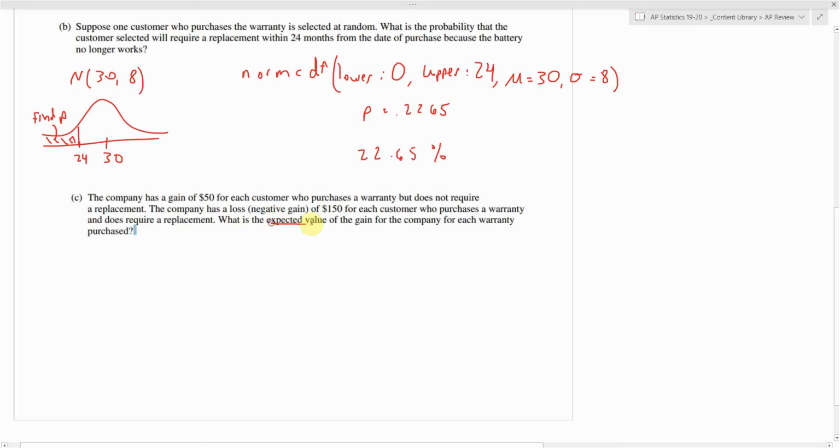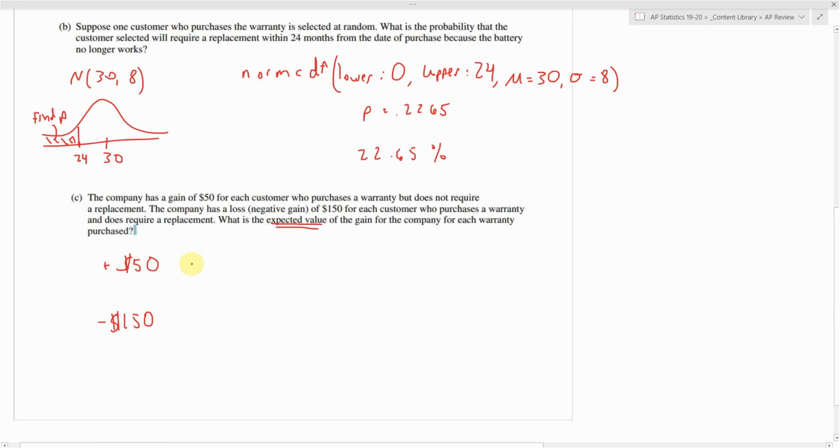So here's where we're getting more into that random variable. What is the expected value of the gain for the company for each warranty purchased? So just on Monday in class, we did an expected value computation. We know the expected value is the sum of the products of all the possible outcomes, value times their probability. That is to say, there is a $50 gain to the company if there's no replacement, and there's a loss of $150, minus $150, if they have to replace the phone.